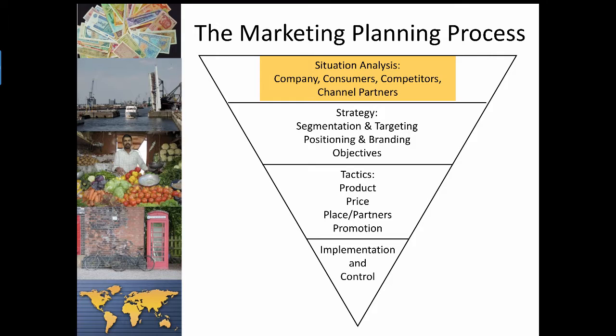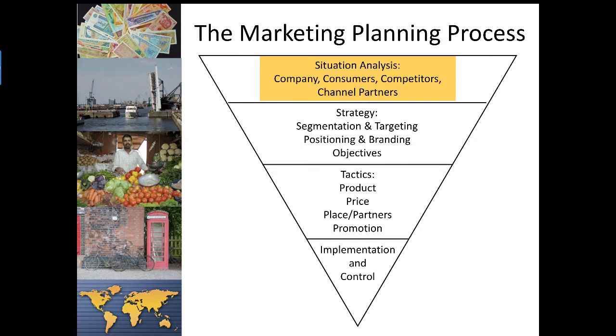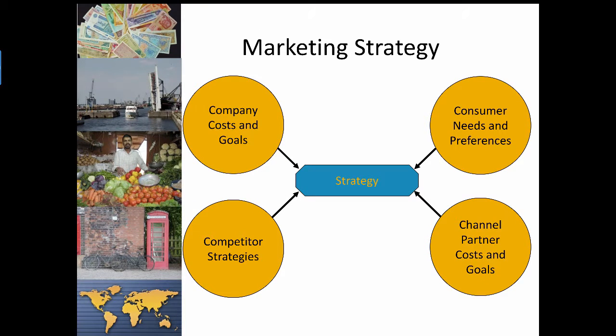This graphic shows you what the marketing plan process looks like and the direction that it takes. We start at the very top with situation analysis. So we're looking at the company itself and its competencies, consumers and what they're looking for, competitors, and channel partners. And here you'll see marketing strategy as an outcome of looking at these 4 C's. Company cost and goals, competitor strategies, consumer needs and preferences, and channel partner costs and goals.